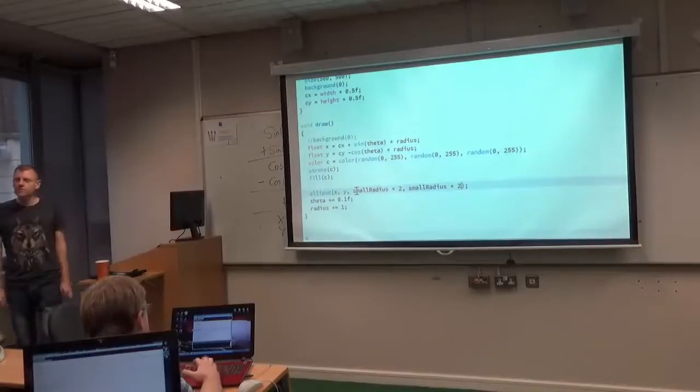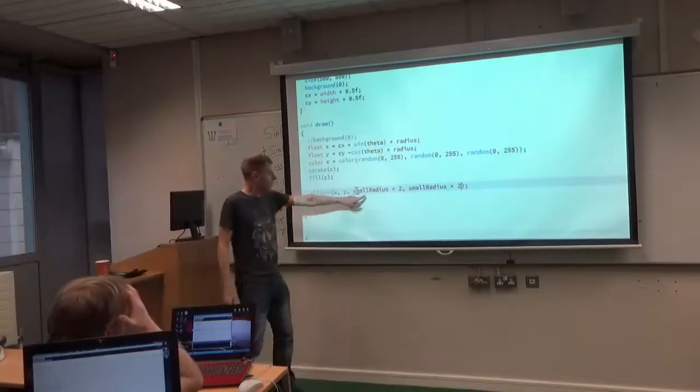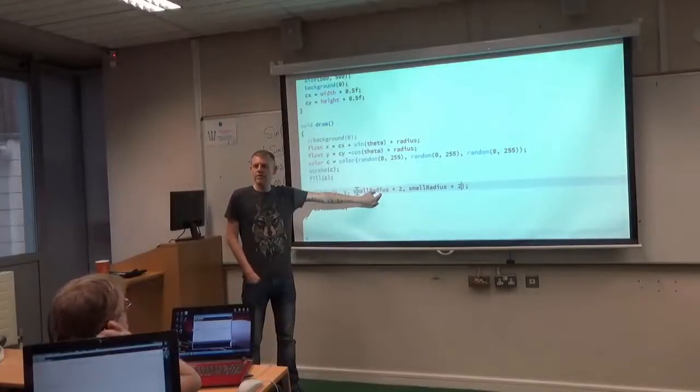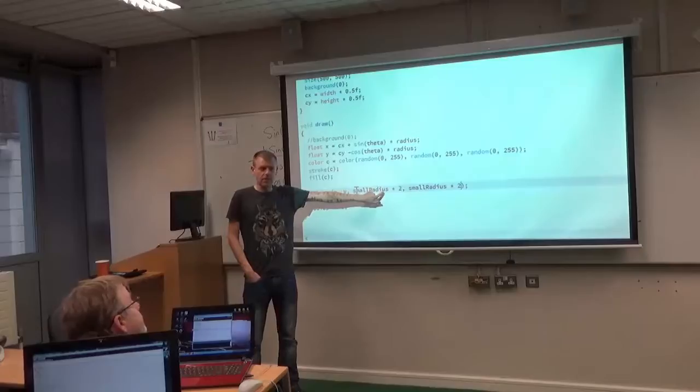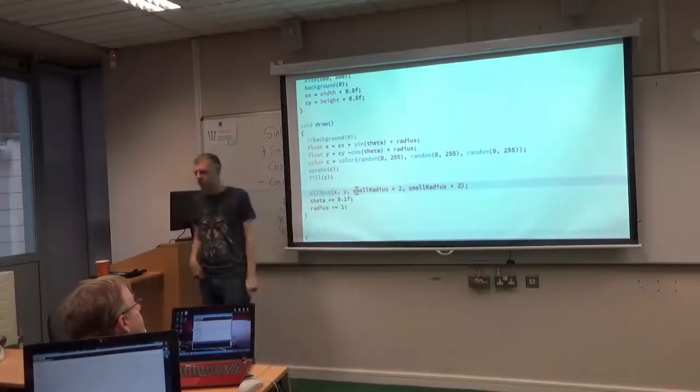Why do I multiply it by 2? Because it's the radius. Why don't I just use small radius here? Because it always looks for the width, not the radius. This is the width of the ellipse, not the radius of the ellipse. The width is the diameter. So you take the radius and multiply it by 2.